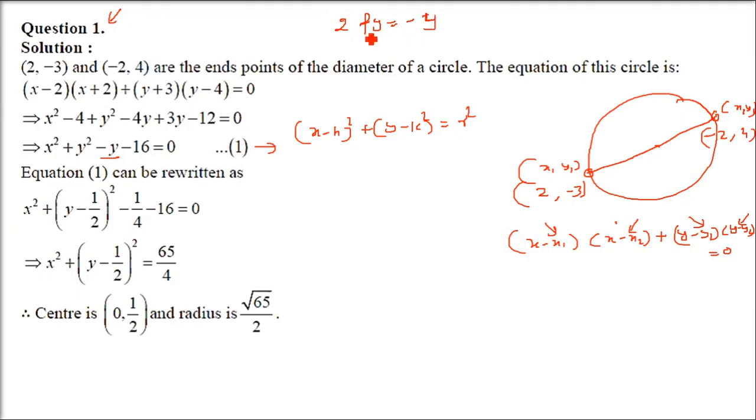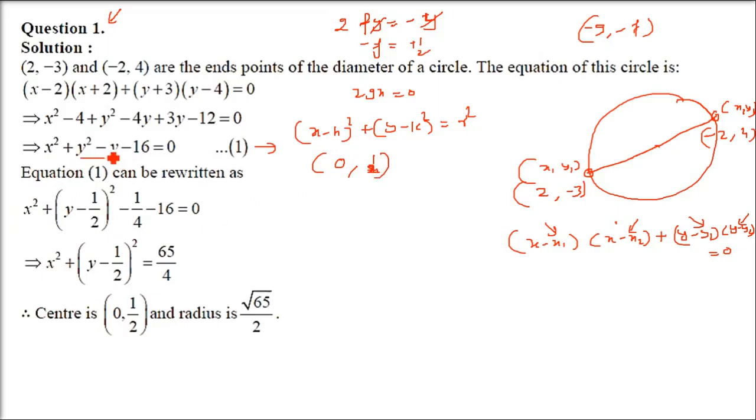So I am comparing it with 2fy now. Y cancels. I am just trying to find minus g and minus f. So f will be minus half, and we are interested in minus f, so minus f is half. There is no x here, so you will compare 2gx with 0. So x coefficient is 0, or you can say g is 0, so minus g is 0. So (0, 1/2) is the center.